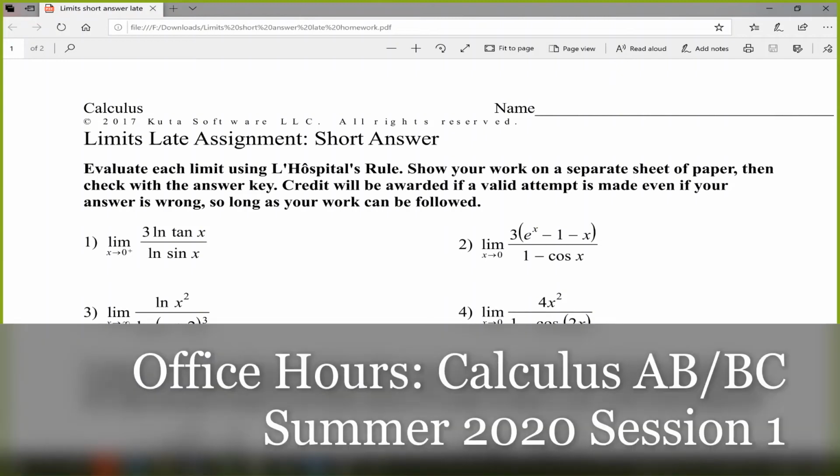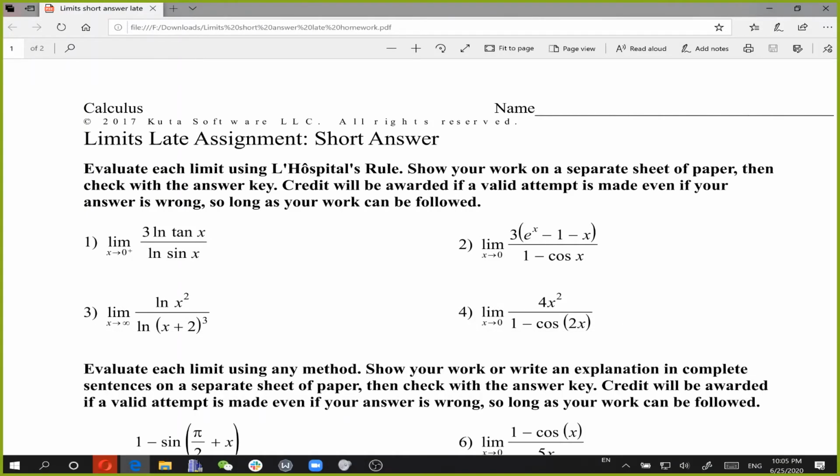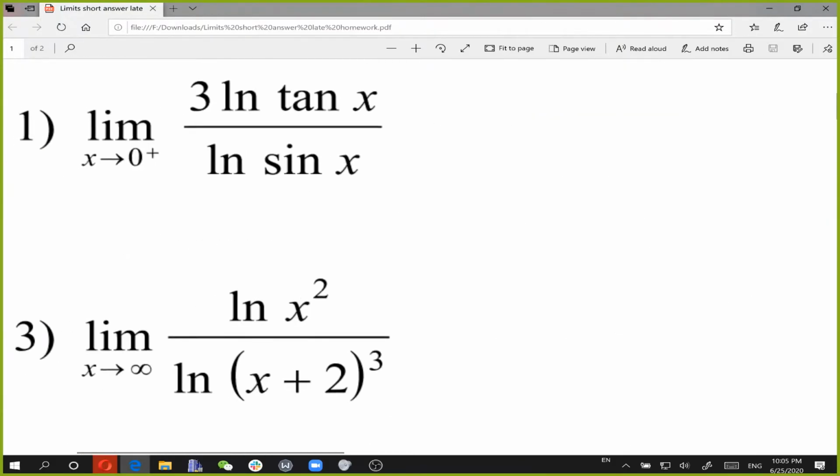Got the first section on L'Hospital's rule. Do you want me to go over that, or are you okay? Okay, let me do the first problem in each section, I guess. Okay.